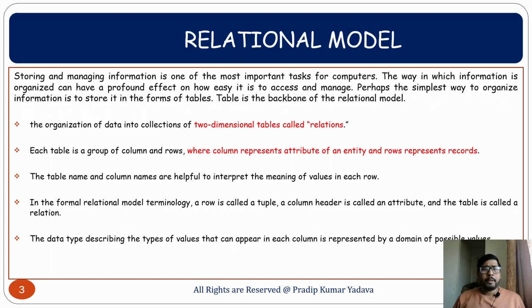The table name and column names are helpful to interpret the meaning of the values in each row. Definitely, if you design a table, suppose I have named the table student, it represents that this table is going to contain data related to students, because the table name is student. And also, on the basis of attribute or column names, we can find which type of data a particular column is going to store.